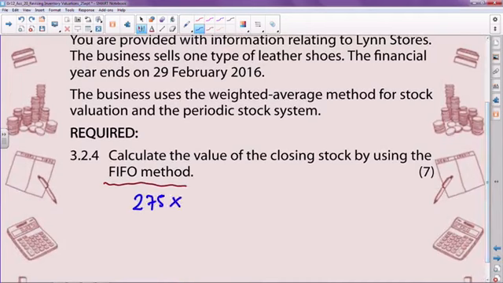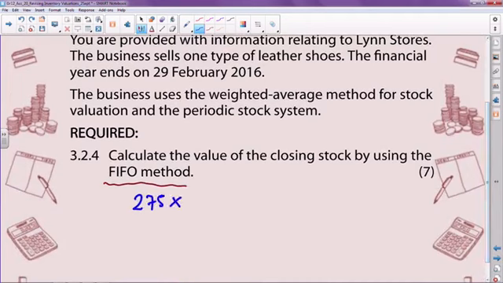So obviously you can see two slightly different calculations, but the principal matter is that you work bottom up when you are using the FIFO method to value your stocks. Okay, let's move on.